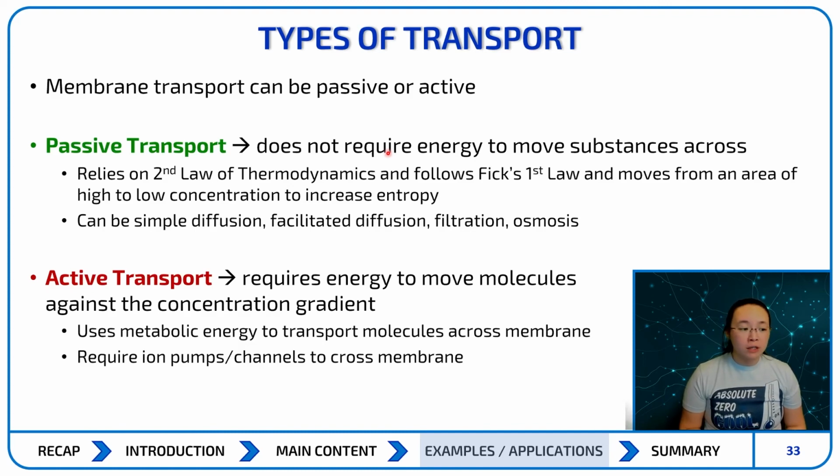Now, with active transport, usually you have to use metabolic energy to transport molecules across the membrane. So usually you have to require ion pumps and channels to cross.